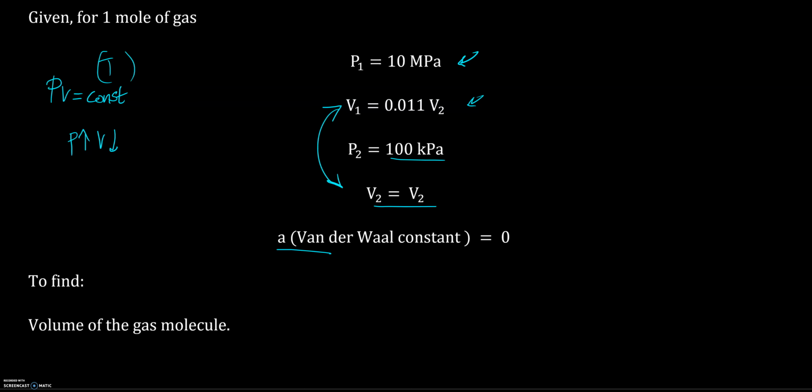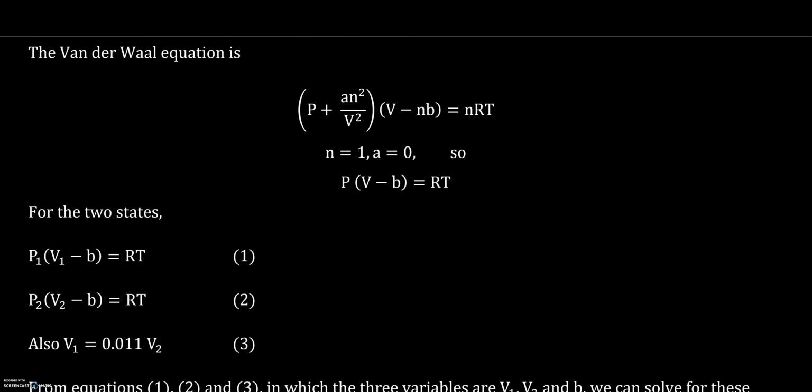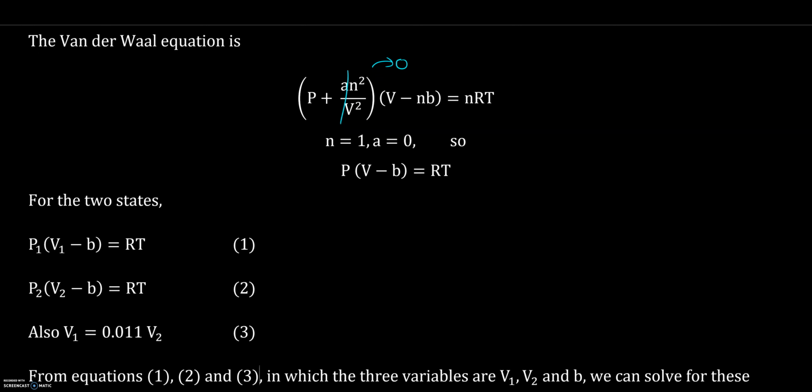We've said that A is 0, and we need to find the volume of the gas molecule. From the van der Waals equation that we wrote down, we said that this term is 0 because A is 0. And now you have 3 equations and 3 variables. Okay, what are these 3 equations and 3 variables? The first 2 come from the van der Waals equation, on eliminating the A factor.